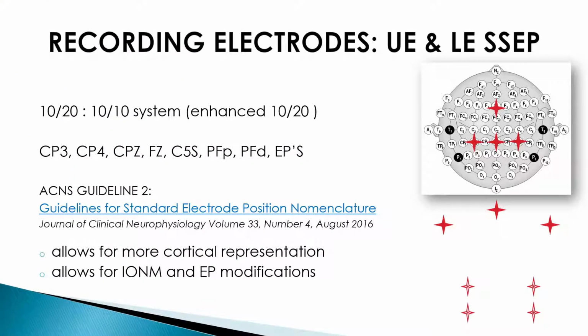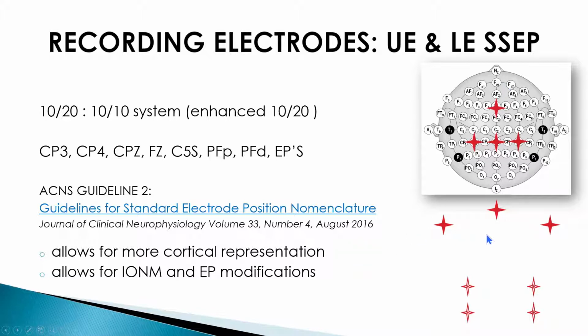Recording electrodes. We use the 10-20 system. However, Guideline 2 came out with a more current one in 2016 that allowed for more placement on the scalp. Some call it the 10-10 system. We're going to be placing CP3, CP4, and CPZ, and FZ, or FPZ.